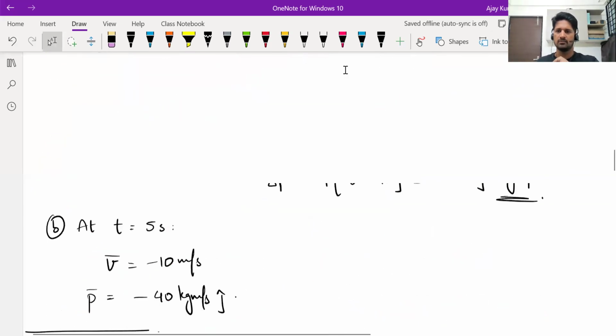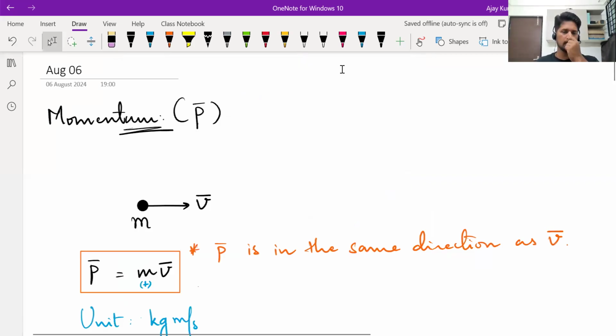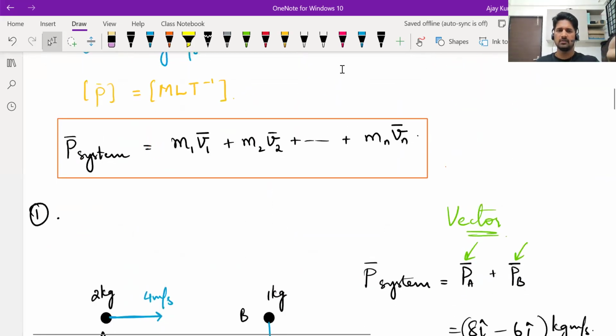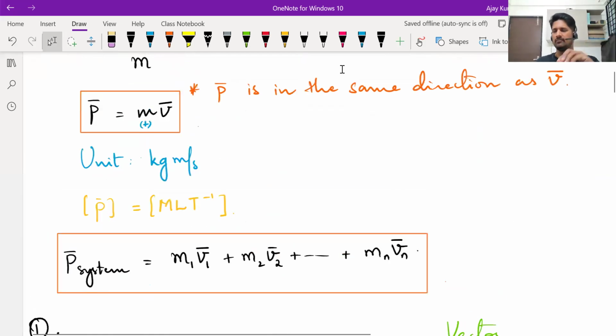Okay, so let's quickly go through what we discussed today. First, we talked about this quantity momentum. For a single particle, it is mv. If an entire system of mass m has the same velocity v, then the system's momentum is mv itself. But if different parts of the system move with different velocities, then you will have to calculate the momentum of individual parts separately and add them. Momentum is a vector quantity, so you'll have to add them as vectors.